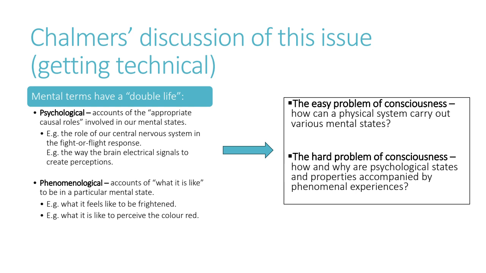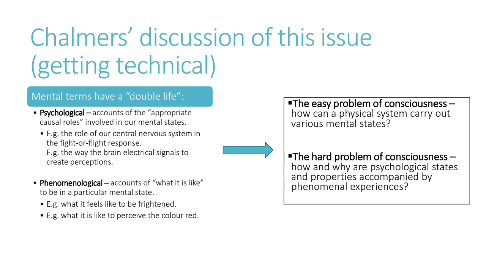He says we can talk about what we call the easy problem of consciousness. That is, how can a physical system carry out various mental states? So if we take something like memory, the idea would be, how could any physical system, whether or not it's a human body or a computer or a plant or a cat or an alien, how could any physical system carry out the role of memory? So how would it retain information?